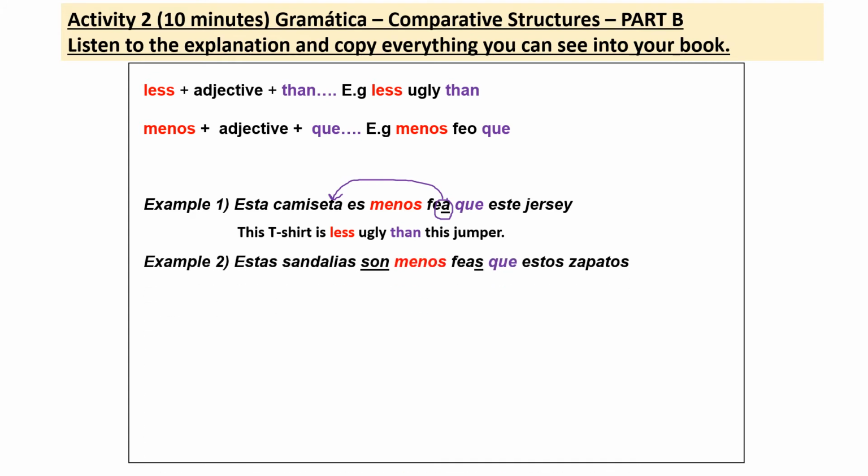Example number 2. Estas sandalias son menos feas que estos zapatos, which means these sandals are less ugly than these shoes. Okay, and here, feas needs to be in the feminine and plural form because the first noun in the sentence, sandalias, is feminine and plural. So feminine and plural adjective there.